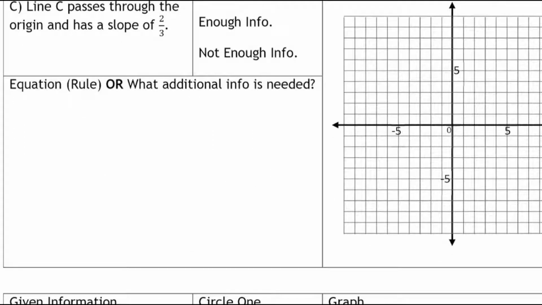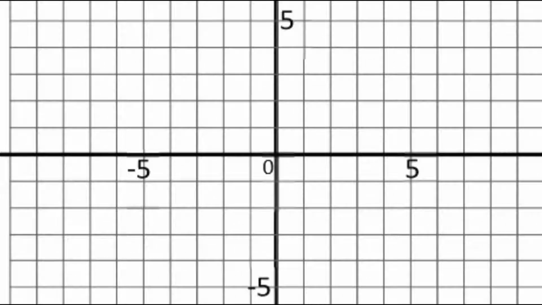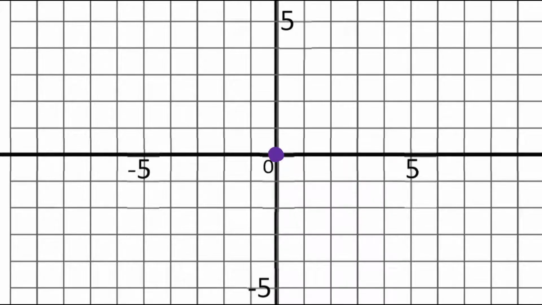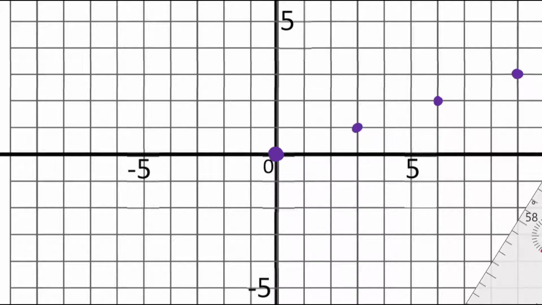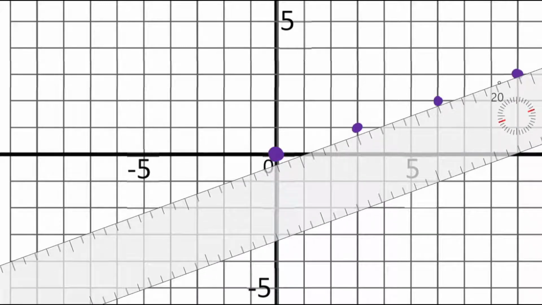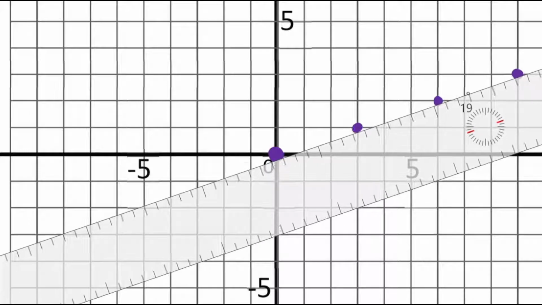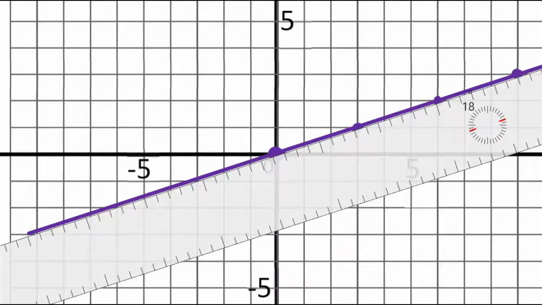It says line C passes through the origin. Oh, and it has a slope of 2/3. Okay, origin, that's nice. The origin is the point where x is 0 and y is 0. And it says I have a slope of 2/3, so that means it's up 2 over 3, up 2 over 3, there we go, right? That's the line. I can line up the ruler and draw the line. So this is a fair representation of that line.